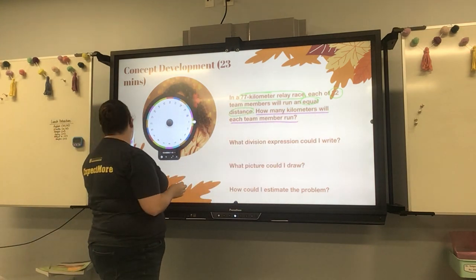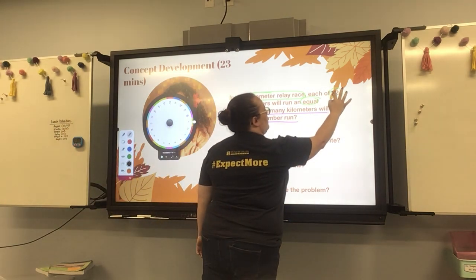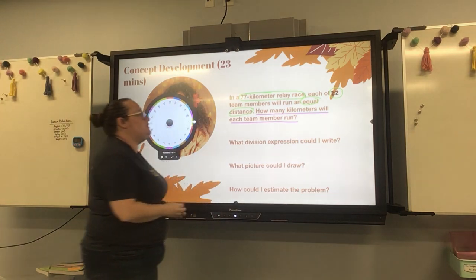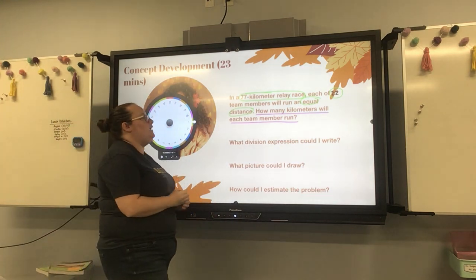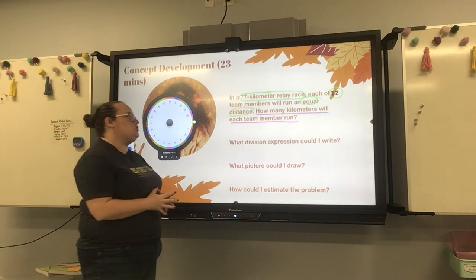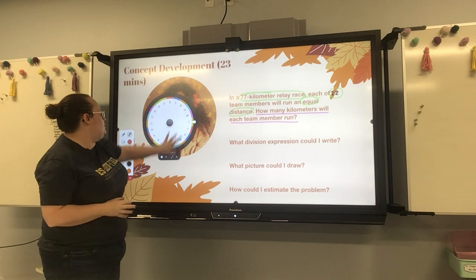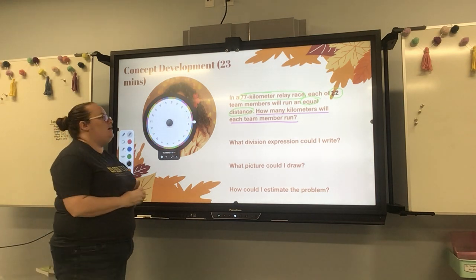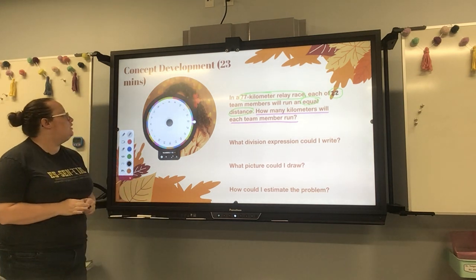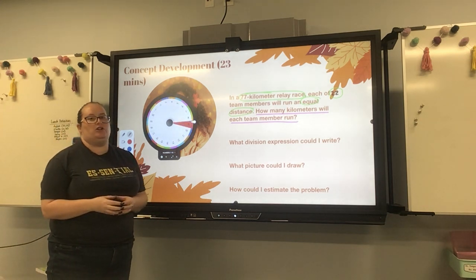Again, the problem says in a 77 kilometer relay race, each of 22 team members will run an equal distance. How many kilometers will each team member run? Well, let's go ahead and spin our wheel. Number 9. What division expression could I write?